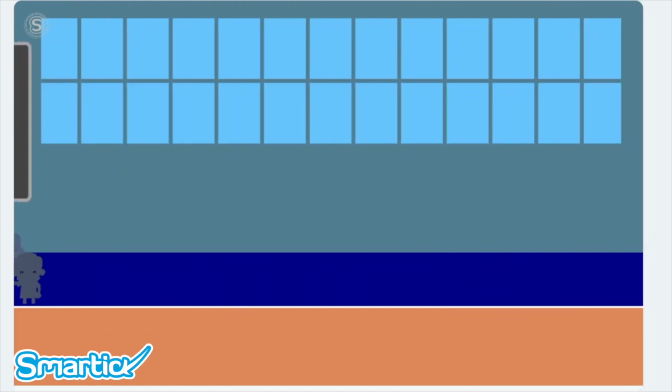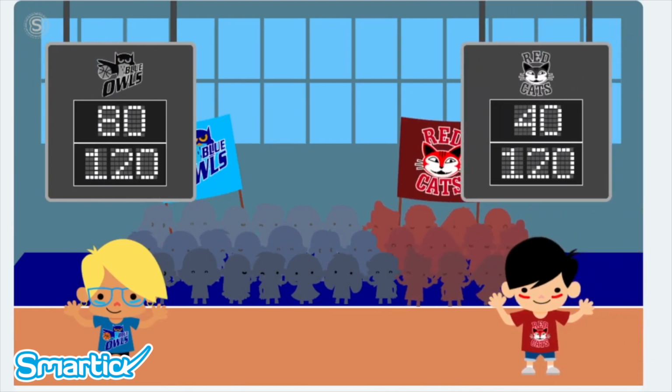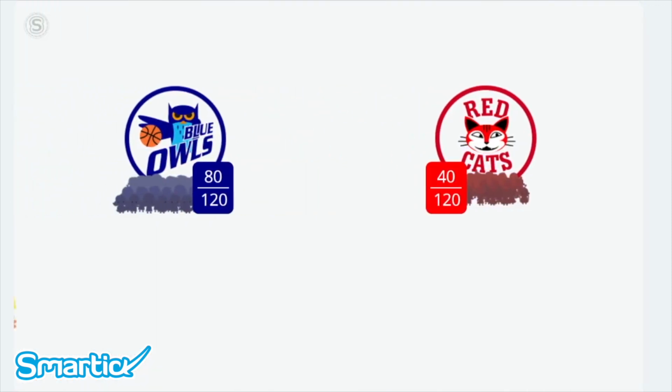We can see that 80 over 120 is the fraction of the crowd that supports the Blue Owls. On the other hand, 40 over 120 is the part of the crowd that's supporting the Red Cats. Oof. These fractions are made up of very big numbers. Our friends are going to find their irreducible fractions to make it easier. Eva's had an idea. She's going to divide both terms of the fraction by the same number until she can't divide them further. Let's help Eva.